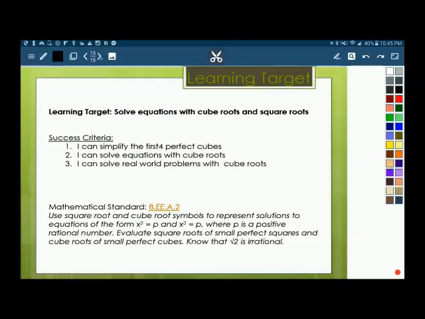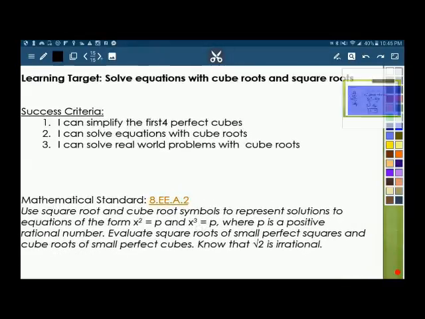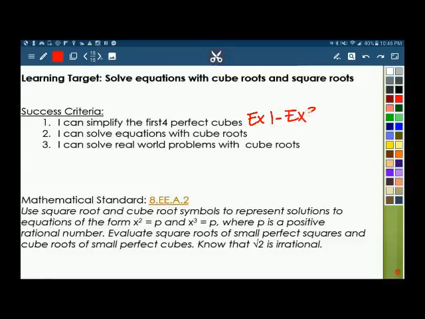All right, so that wraps up our learning target of solving equations with cube roots and square roots. Square roots we tackled in the previous lesson, cube roots we got today. We did this by first simplifying and memorizing the first 4 perfect cubes. We did that in examples 1 through 3. Okay, I made sure that I wrote out the list multiple times for you guys to help you memorize. We also solved equations with cube roots. We actually used cube roots themselves in all the examples again. And then lastly, we did solve real world problems. That was our example 3 when we were talking about the aquarium.